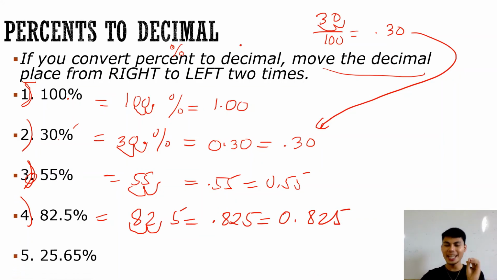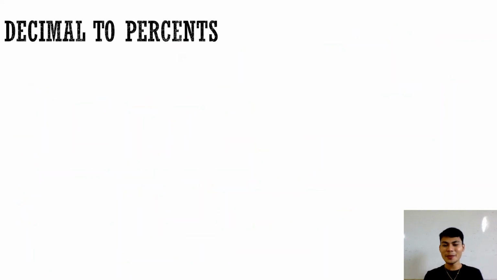Lastly, at home. I give you 5 seconds or pause the video. Obvious ang decimal place, 1, 2. So, the answer is 0.02565. And that's it. That's just the task in converting percents to decimal. Tapos, kung decimal to percents naman, ay kabaliktaran lang. From left to right.